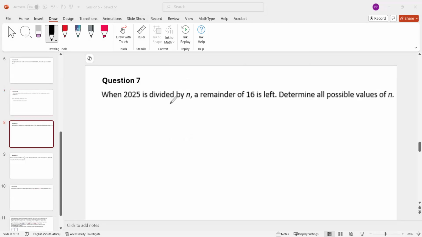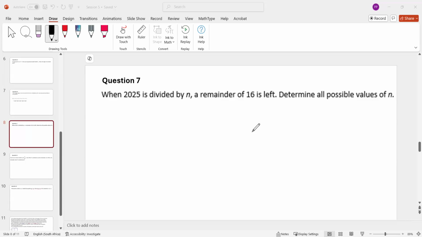Now, when 2025 is divided by n, a remainder of 16 is left. Determine all possible values of n. Now, you see, again, it's just division, right? You did division in primary school. Hopefully, it was covered nicely, right? Where you're dividing one number by another, and sometimes there are remainders, sometimes there are no remainders. If there are no remainders, it is a factor, and if there's a remainder, then you can actually calculate the remainder by the division process which I've been describing.